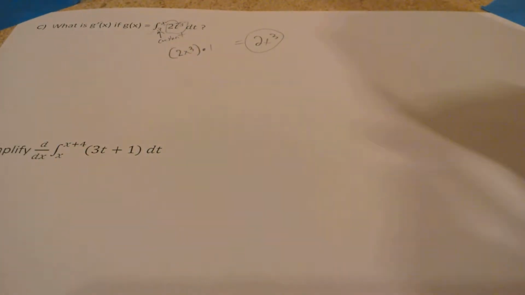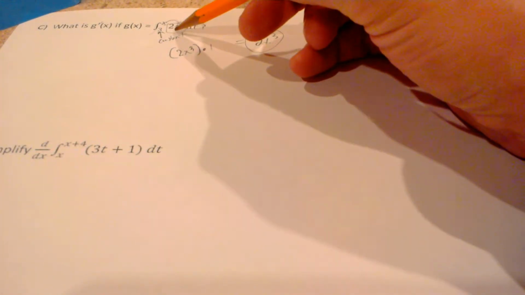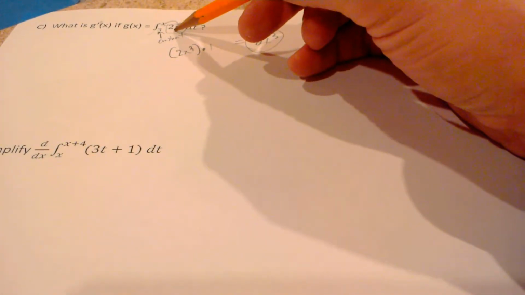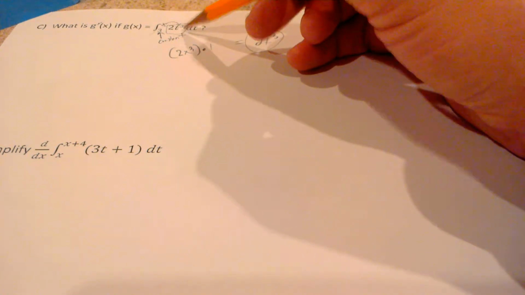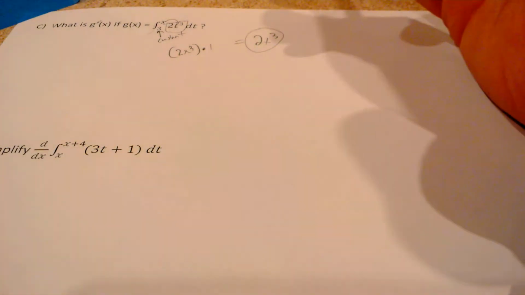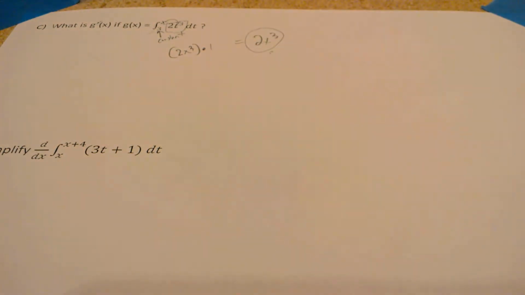You could get the same thing by going through and doing power rule, anti-differentiating. You get 2t to the fourth over 4, plug in your x, plug in your 3, and then subtract, and then take the derivative of all that. But you'll just end up right back here at 2x cubed.